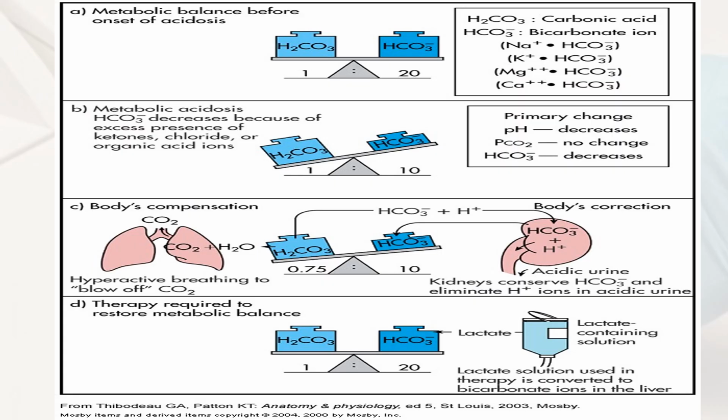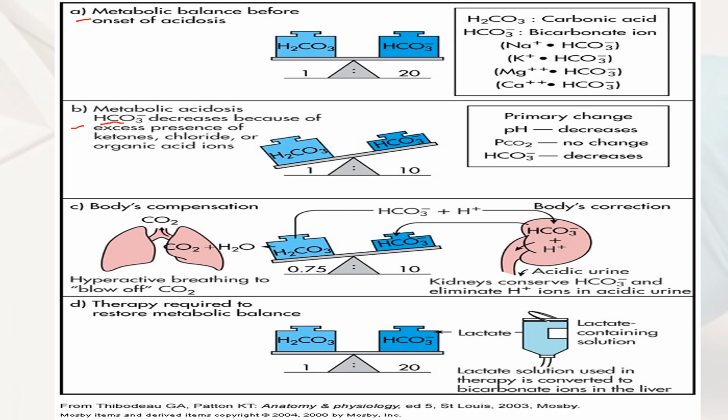So this is the management of metabolic acidosis. In the normal state, the carbonic acid to bicarbonate concentration ratio is 1:20. In the next stage, when metabolic acidosis develops, bicarbonate ions decrease because of excess presence of ketones, chlorides, or organic acid ions.